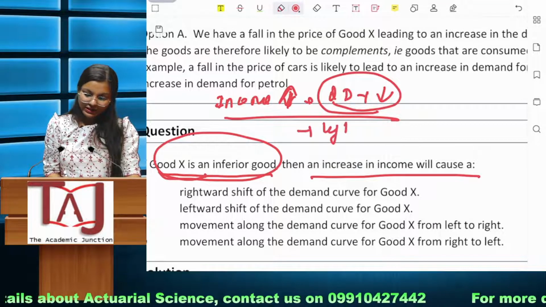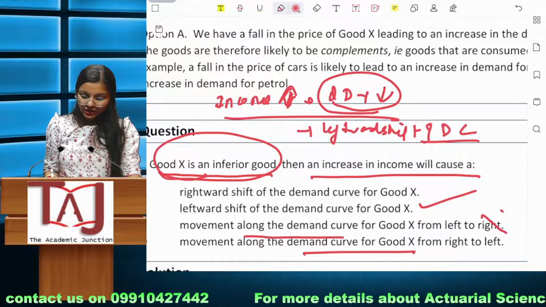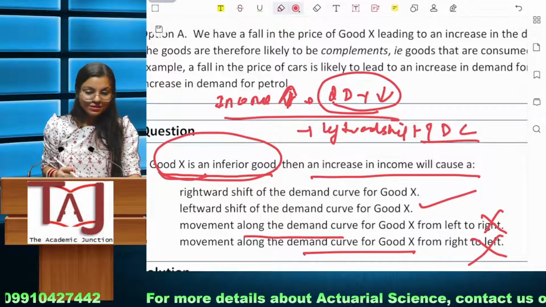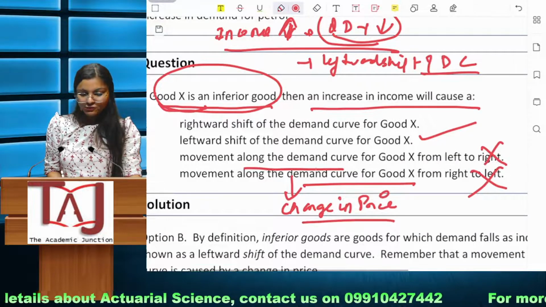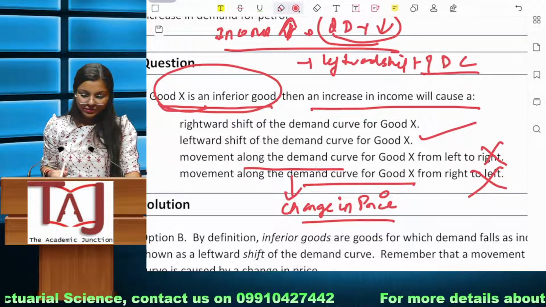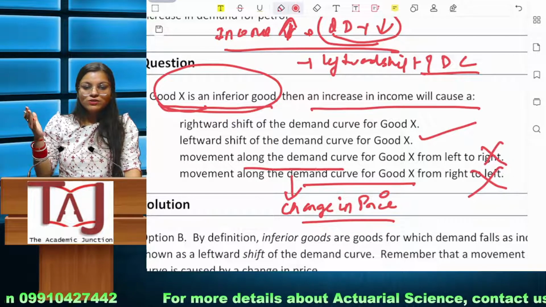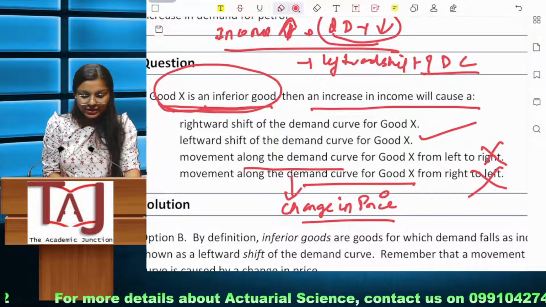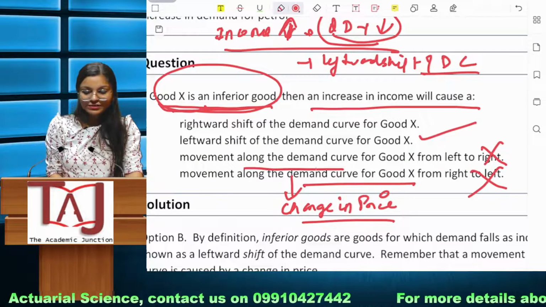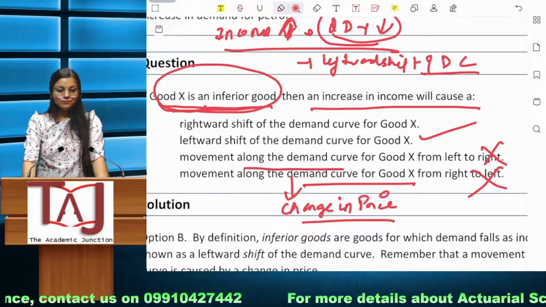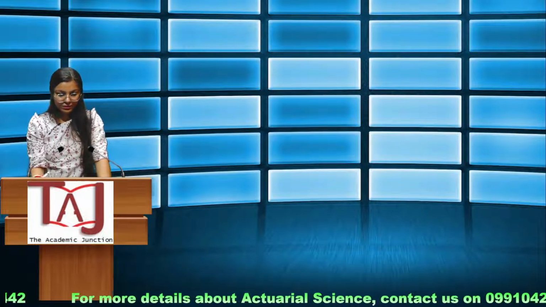That means leftward shift of my demand curve. There will be no movement. We cannot have option C or D because abhi humne discuss kiya, movement kab hoti hai, only and only in case of change in price. If there is a change in any of the factors other than price, it will not lead to movement, it will lead to shift. If there is an increase in demand, it will lead to rightward shift. If there is a decrease in demand, it will lead to leftward shift. In this case, it's an inferior good. For inferior good, if there is an increase in income, it leads to less quantity demanded. So that means leftward shift of my demand curve. Let's do one more question.